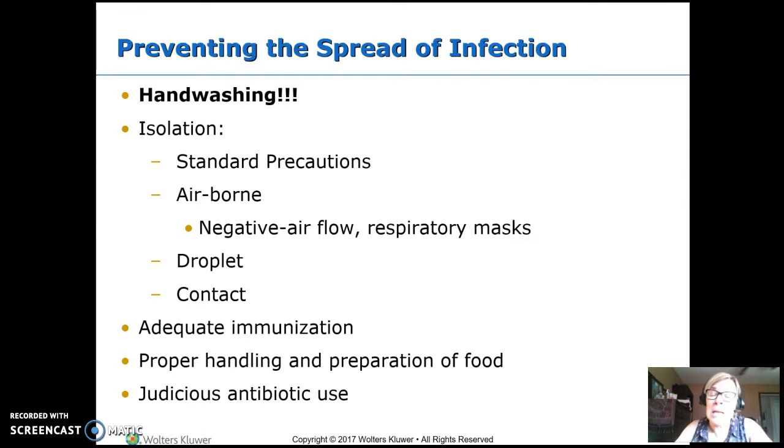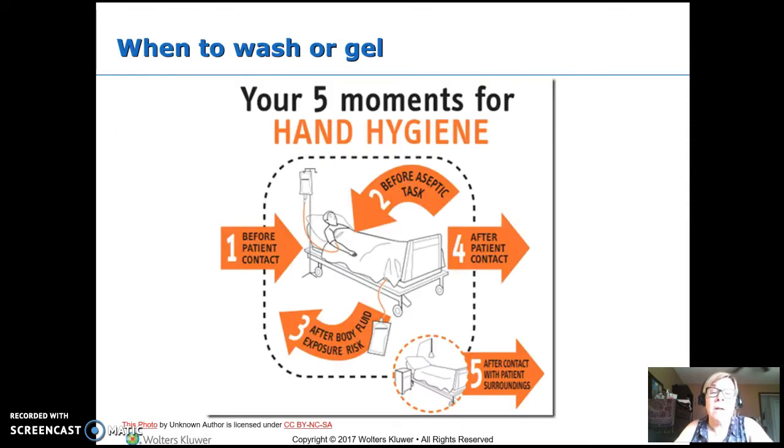How else do we prevent it? Immunization. A lot of our diseases can be prevented with proper immunization, proper handling and food preparation, and then judicious use of antibiotics, not overusing antibiotics. We have a lot of resistant germs because we've overused them when they weren't necessary. So when should you gel?